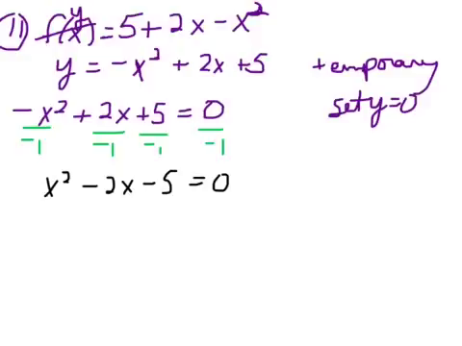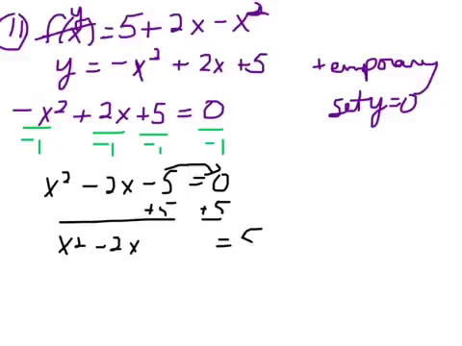Now to complete the square, we're going to move the constant to the other side. So I'll add 5 to both sides. And that gives me x squared minus 2x, and I'll have a 5 over here. And what I want to do now is add b divided by 2 squared to both sides.